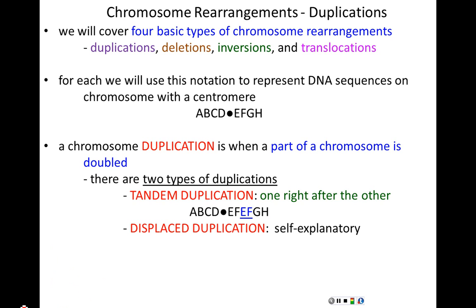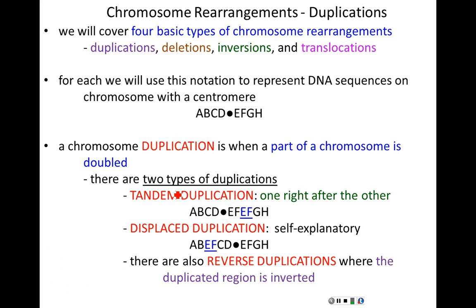The opposite of a tandem duplication is a displaced duplication. Here we have the duplication, but it's not one right after the other. The duplication is somewhere else, anywhere else, and here is where the duplication happens to be in this notation of a chromosome. So we have duplicated region EF. EF still exists where it was supposed to be. It has been copied or duplicated, and that duplication has gone somewhere else on this chromosome, giving us displaced duplication.